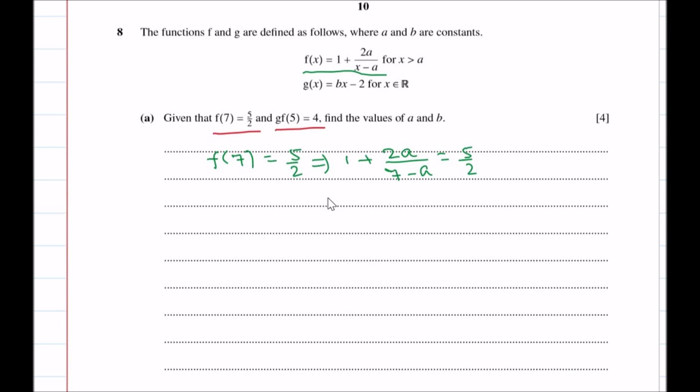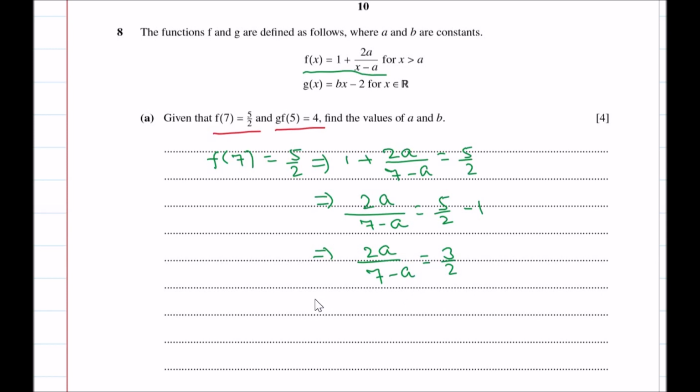Okay, let us solve this. We'll shift 1 to the right side. So 2a by 7 minus a is equal to 5 by 2 minus 1, because plus 1 on this side becomes minus 1 on the other side. Now 5 by 2 minus 1, that is 3 by 2.